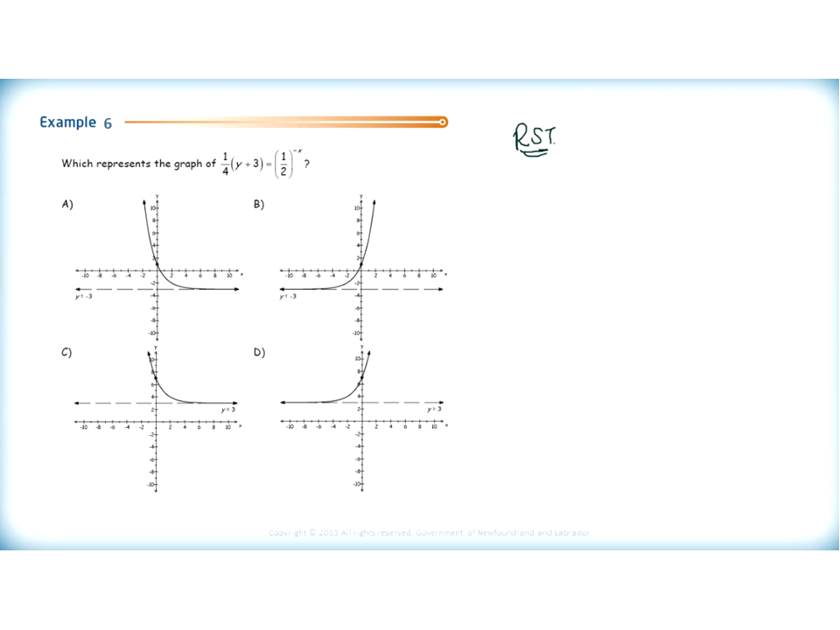I would do it like this. I would think about my original graph, which is the function y equals 1/2 to the power of x. So it's a decay function to start with. It looks like that. There's my base function. Now what have I done to that function?